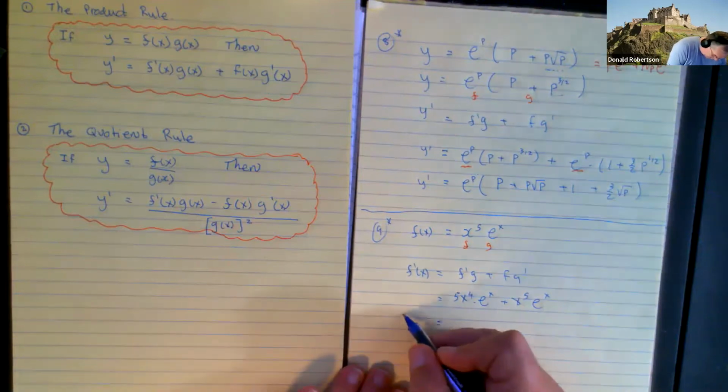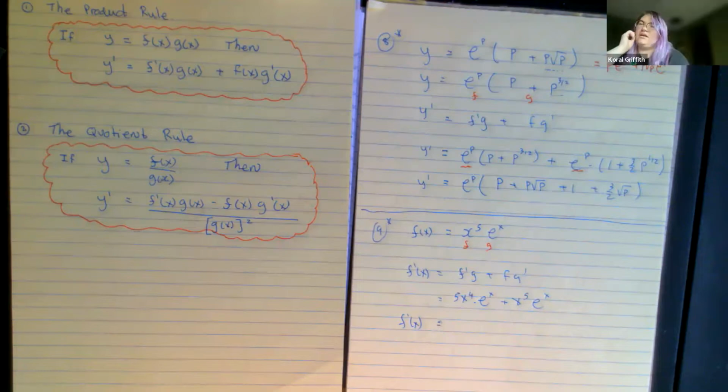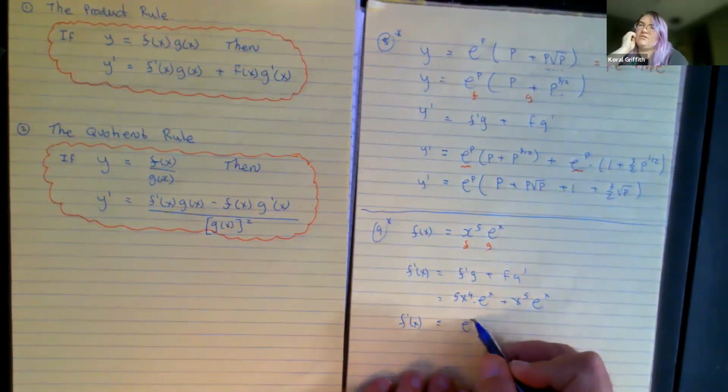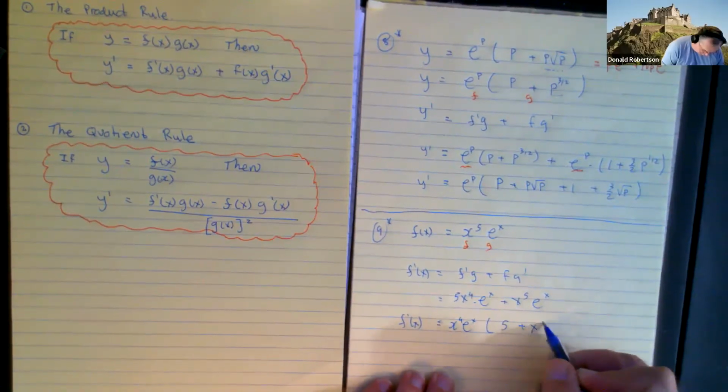Right, let's make it look pretty. Any common factors going on here? Pull out e to the x and x to the 4th. We'll do that. Comfortable with that?